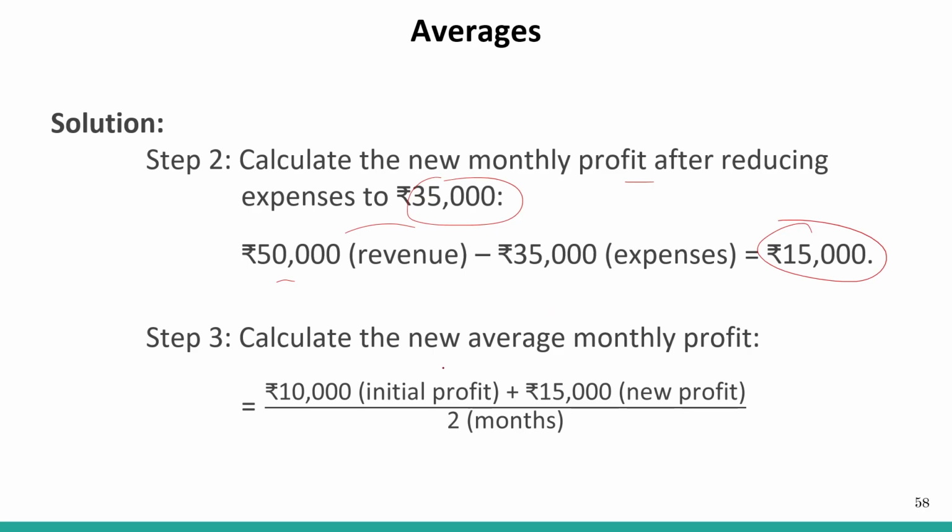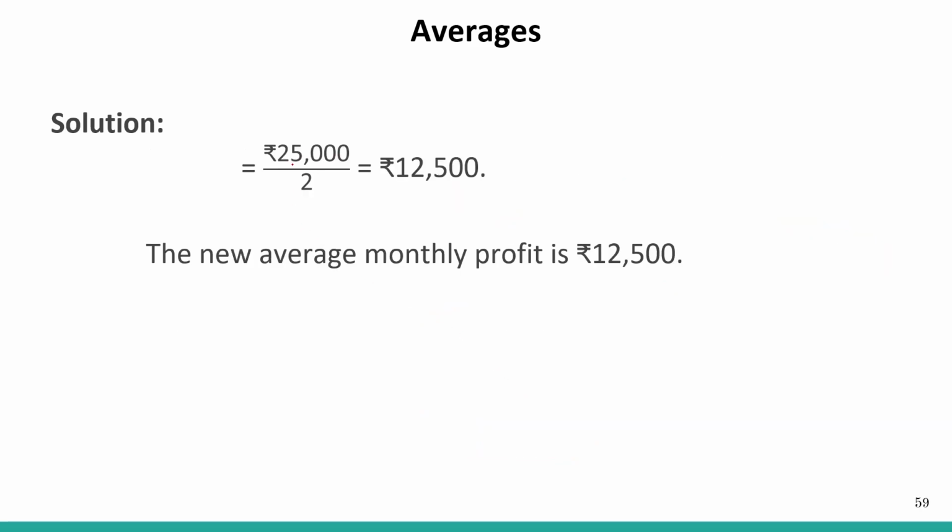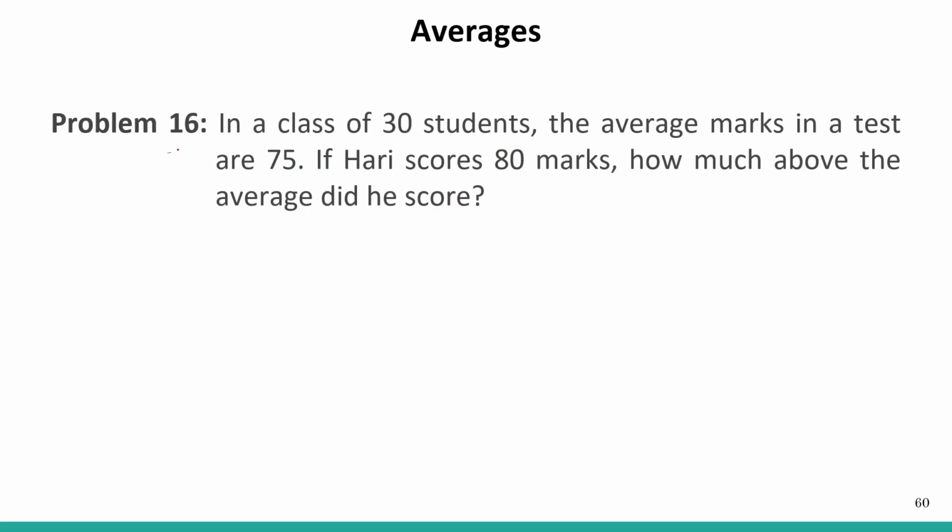So calculating the new average monthly profit will be 10,000 plus 15,000 divided by 2 months, because this is the first month and this is the second month. We assume 2 months in the denominator. So 25,000 divided by 2 is equal to 12,500. So the new average monthly profit is 12,500. Let's see problem number 16.